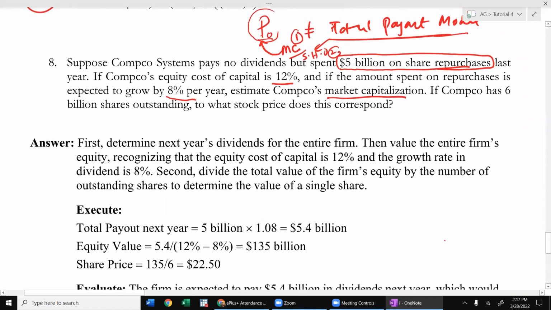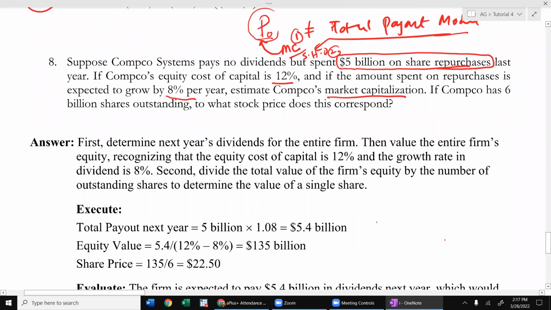It is expected to grow at the rate of 8%. So 5 billion is the share repurchase and it will grow at the rate of 8%. If you apply this formula, next year's total payout will be 5.4 billion. This is similar to before, but previously we were using dividend. Now, since it's not a dividend but a share repurchase, it is SHRP. It has grown by 8%, so how much are they going to pay next year? $5.4 billion.